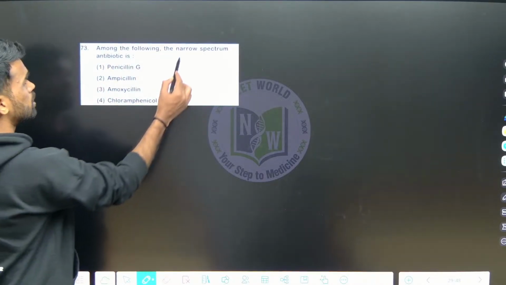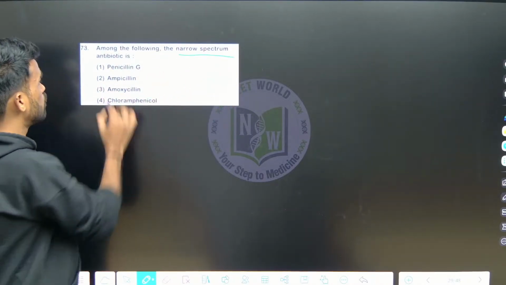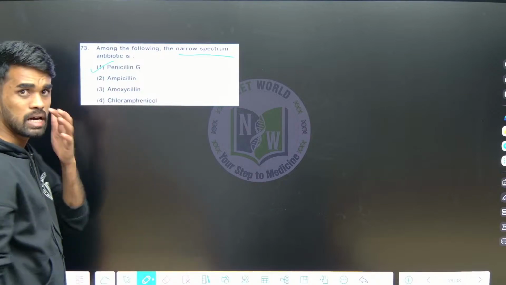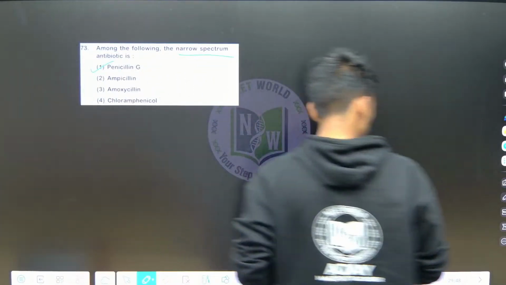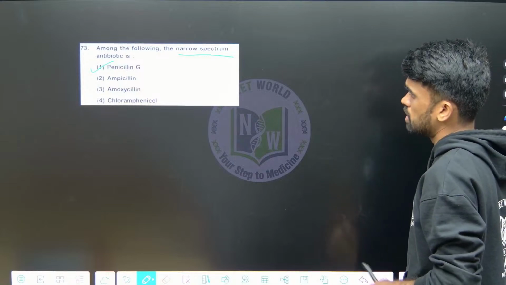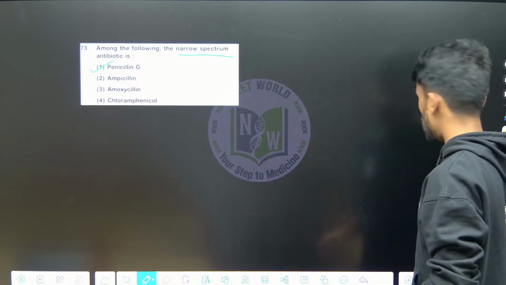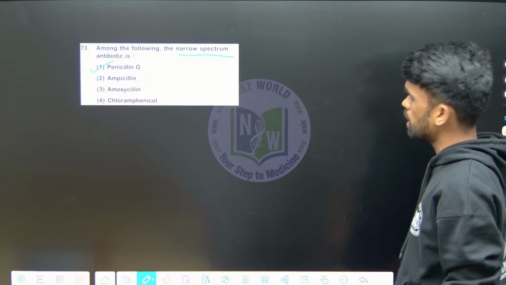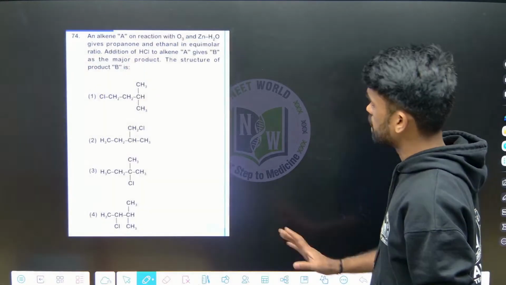So narrow spectrum antibiotics, what is it? This is penicillin G, and the remaining are broad spectrum antibiotics. These are static or standard questions. Just by reading the questions, we can get the answer. Reading the topic, we can answer those.